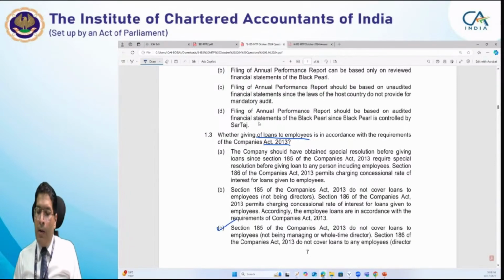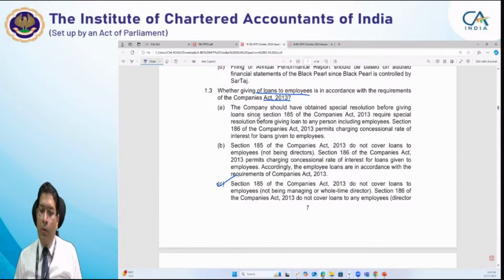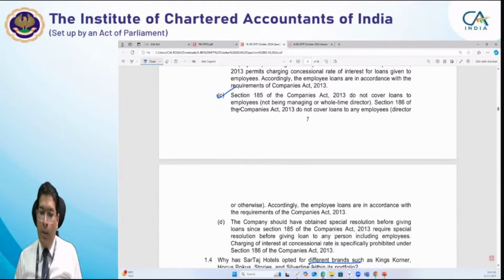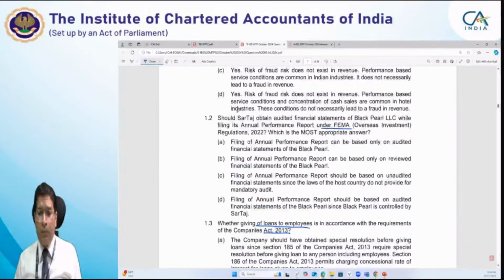Section 185 of the Companies Act do not cover loans to employees, and Section 186 of the Companies Act do not cover loan to any employees. Accordingly, the employees loan are in accordance with the requirements of the Companies Act 2013.